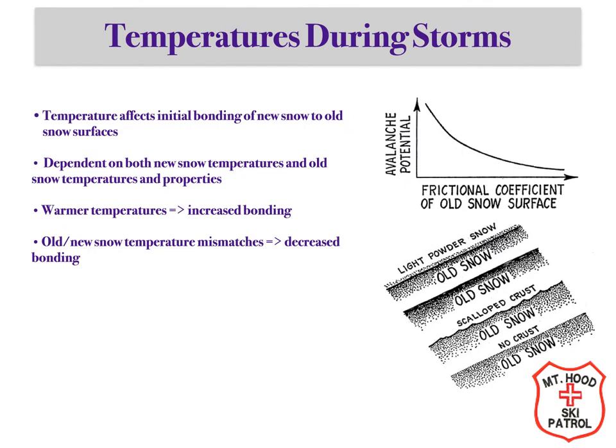When storms are present, temperatures of both the air and the old snow surface have a big impact on bonding of the new snow to the surface of the old snow. Warmer temperatures improve the bonding between the newly deposited snow and the old snow surface. Temperature mismatches between the air and the old snow surface reduce the bond strength of the new snow to the old surface. Note that temperatures often fluctuate as a storm front moves through. Let's look at what happens when the temperature changes during a storm.